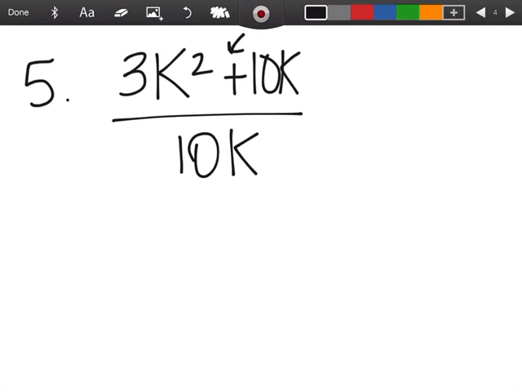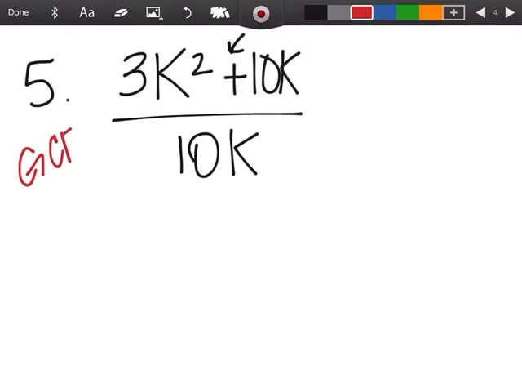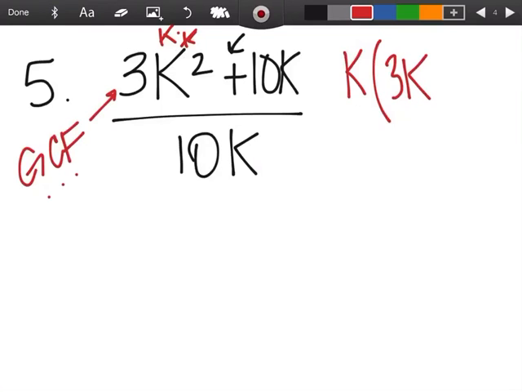So there are a lot of different factoring strategies that you've learned. One of the different factoring strategies that you've learned is GCF. So look in that numerator and tell me what the greatest common factor is between 3k squared and 10k. Well, they both have a k in them. When I factor out the k, in the first term, k squared just means k times k. So if one of the k's gets factored out, in the first term I'm left with 3k.